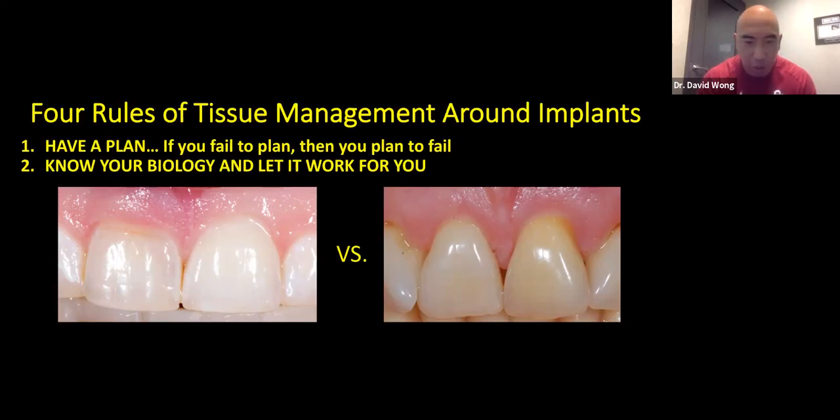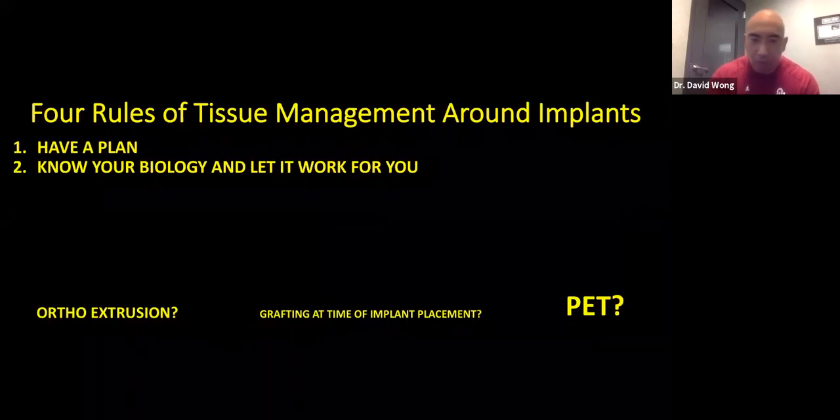All we need is a clinical presentation. And why do I say you want the case on your left? You want short square teeth over long tapered teeth. You want no black triangles versus pre-existing black triangles. You want thicker tissue versus thinner tissue. So these are things that you can tell just off a real quick photograph here. So know your biology, let it work for you.